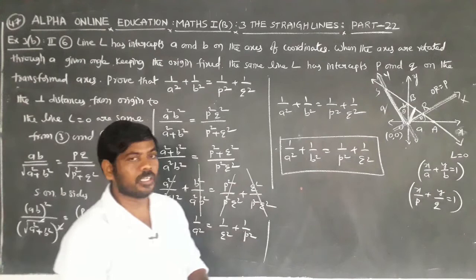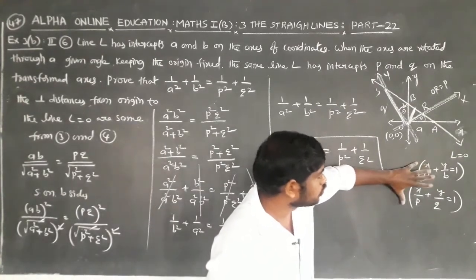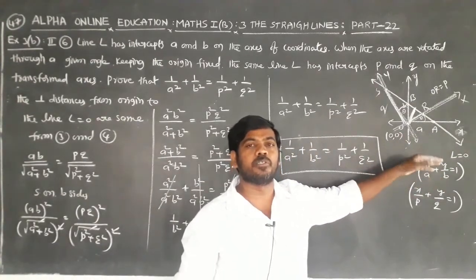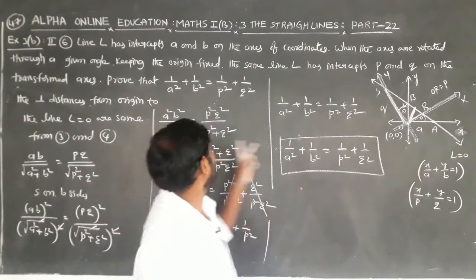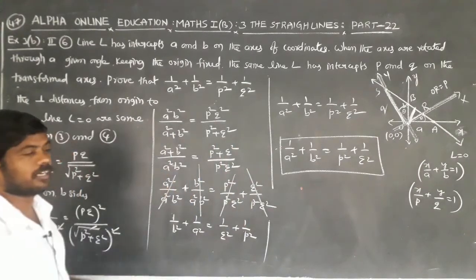First of all, given equation 2 is transformed into normal form, and then the perpendicular distances are equated.